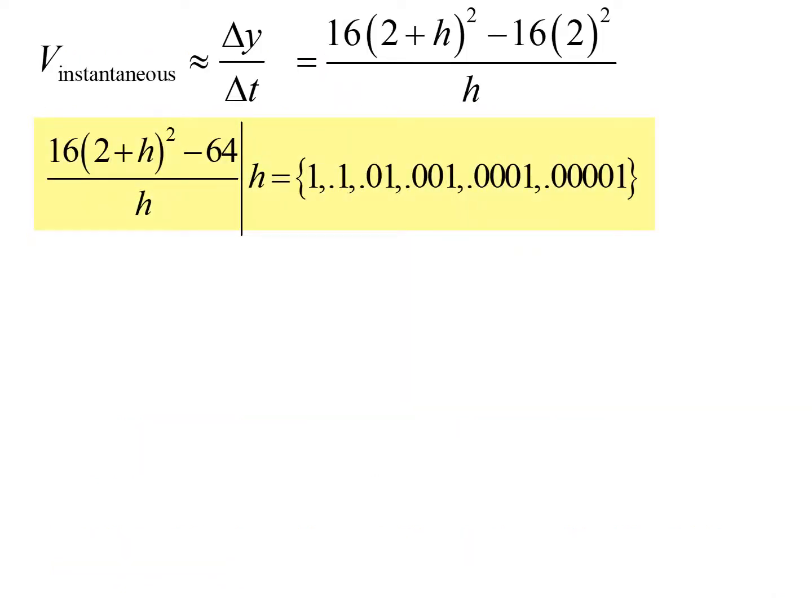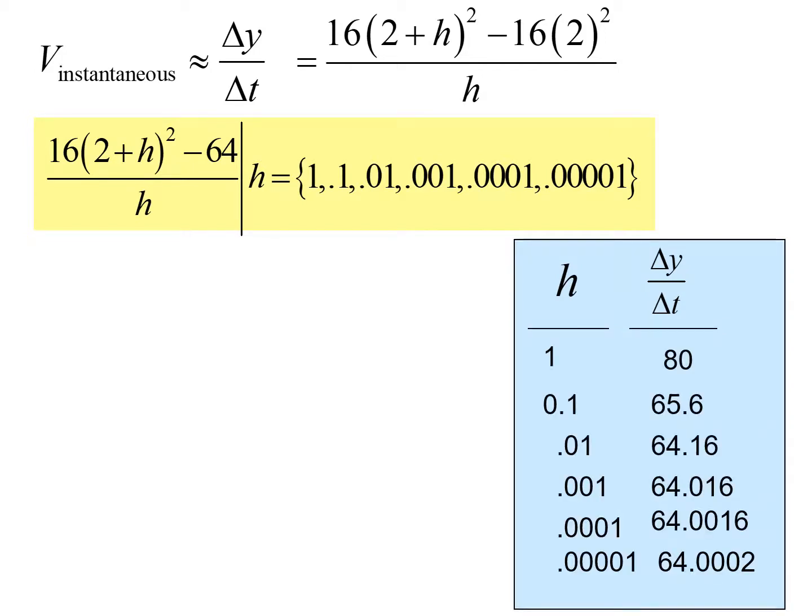So you can type in 16 times 2 plus h squared minus 64, so we just simplified the right side, over h. This vertical bar right here, such that, is found by hitting Control equals. And the set brackets are down, hit Control, right parentheses, and you'll get those set brackets there. And this is telling the calculator to solve that equation for h equals 1, 0.1, 0.01, and so on.